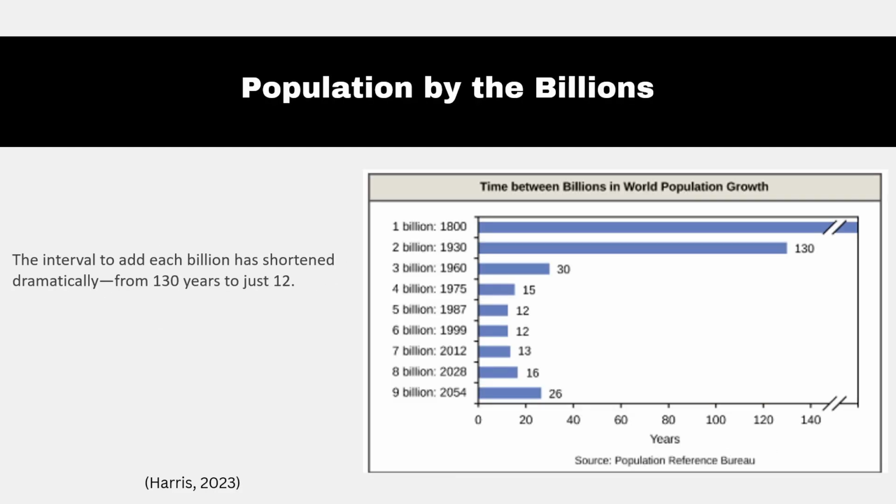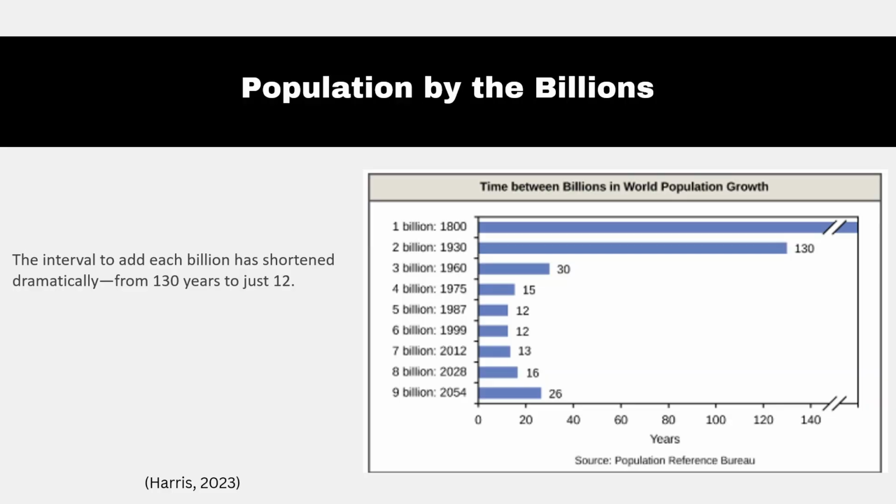When we look at this slide, we can see how the increase in a billion people changes over time. So the interval to which we add 1 billion people. It went from 1 billion people every 130 years to just 12.